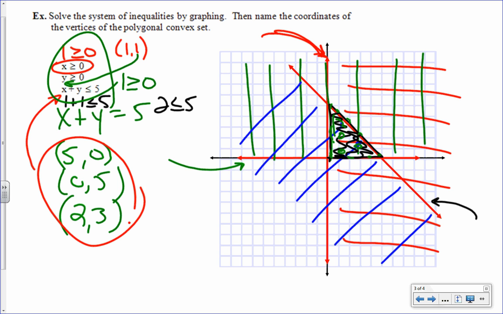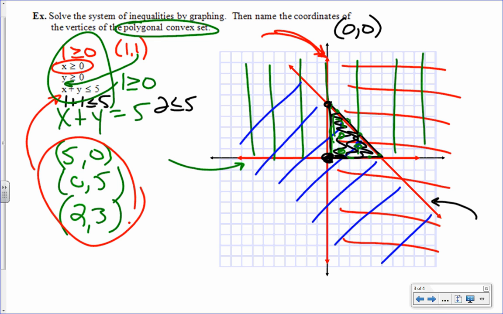So now, a lot of times when you do this, you are going to find a convex polygon. Do we have a convex polygon shaded in? Yeah, it's a triangle. And I would like the vertices of it. So some of them are very easy to see. For example, this one is 0, 0.